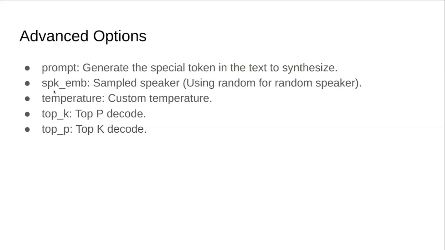Next is SPKEMB. It is a sample speaker. You can use it to add a sample speaker. If you pass random as the value, it will randomly generate a speaker. The next 3 are temperature, top K, and top P. They are the parameters for the generating and sampling process. You can adjust them for what you want.